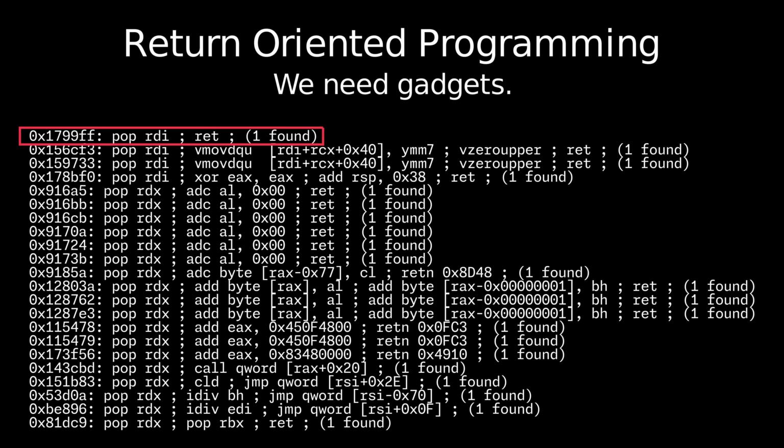Why that's important to us is if we're doing a pop instruction, we're pulling from the stack, which we have control over. So if we're taking something from the stack and putting it in RDI, we're effectively setting this register using only the stack, which is very handy.